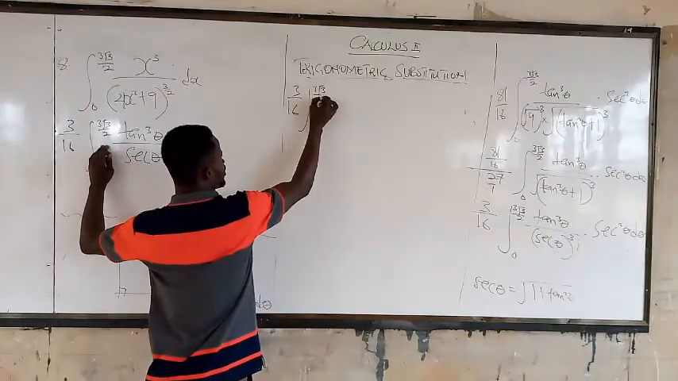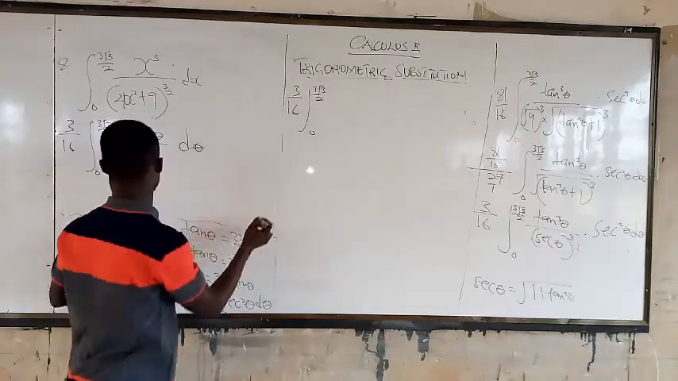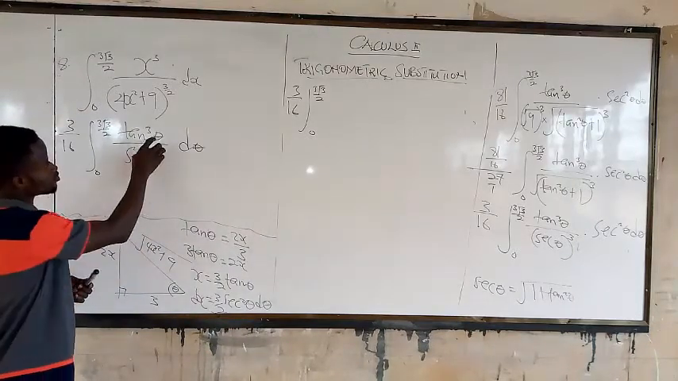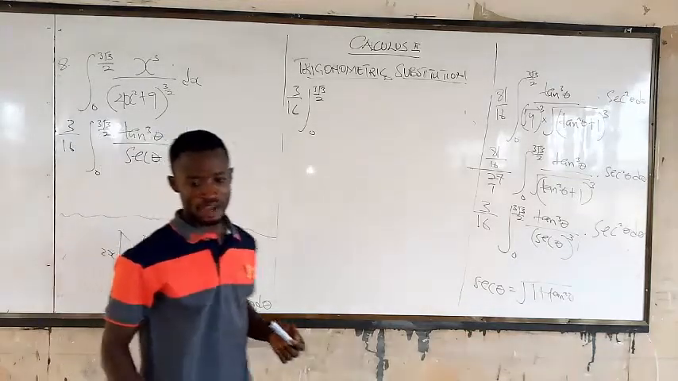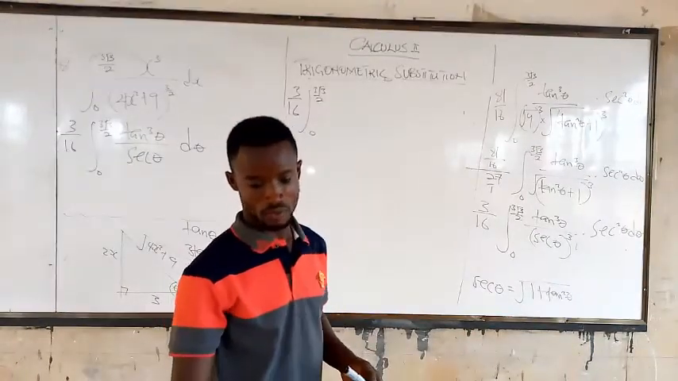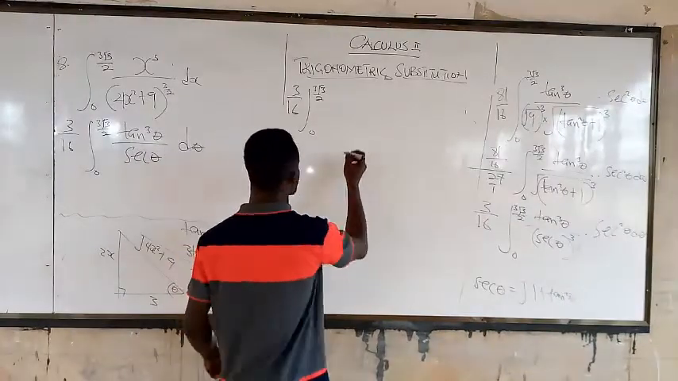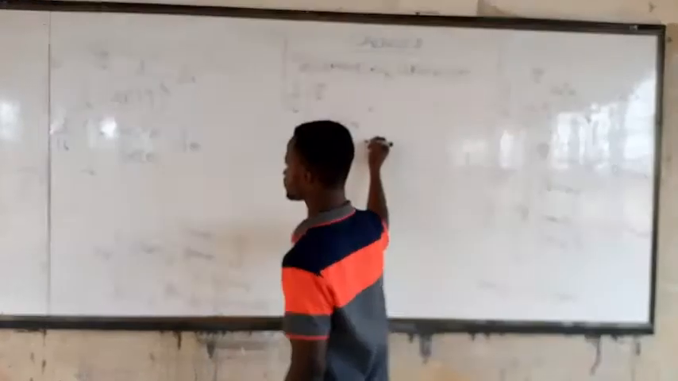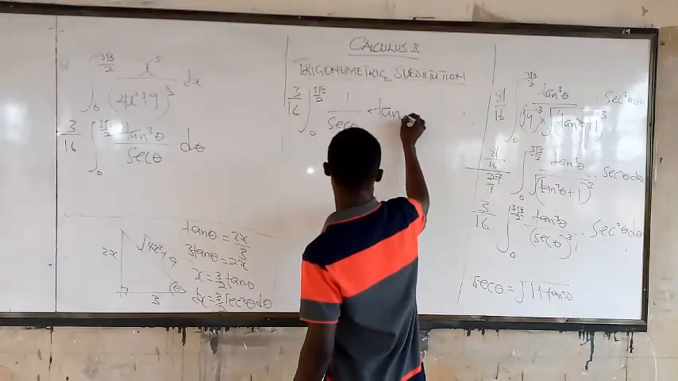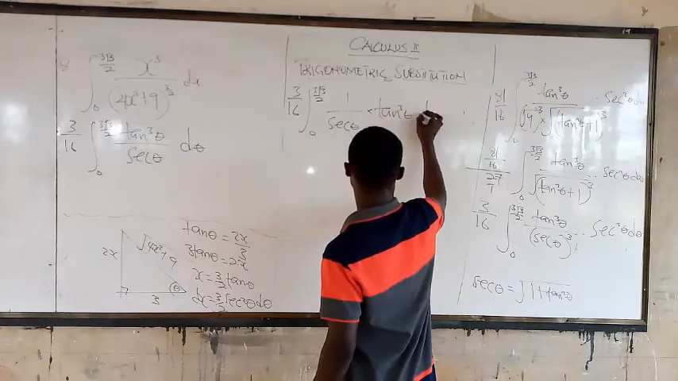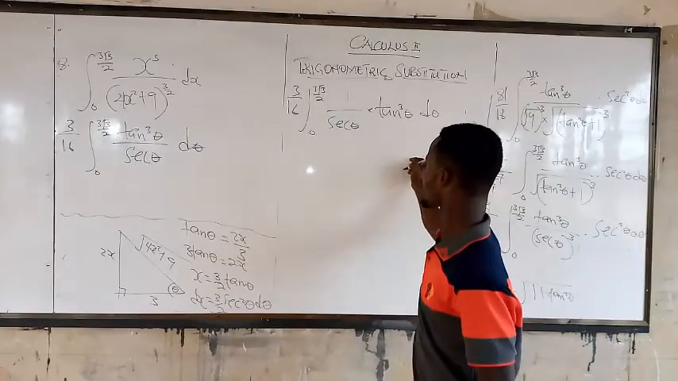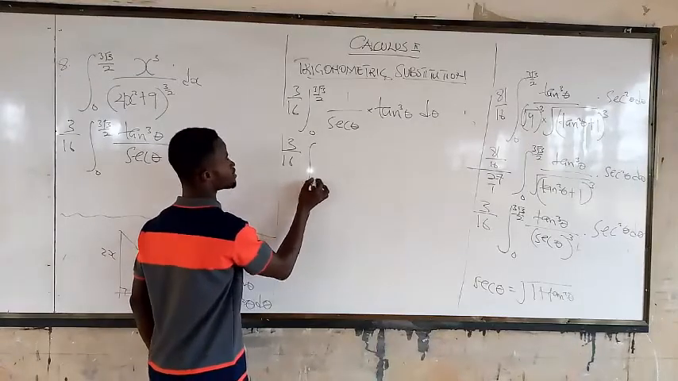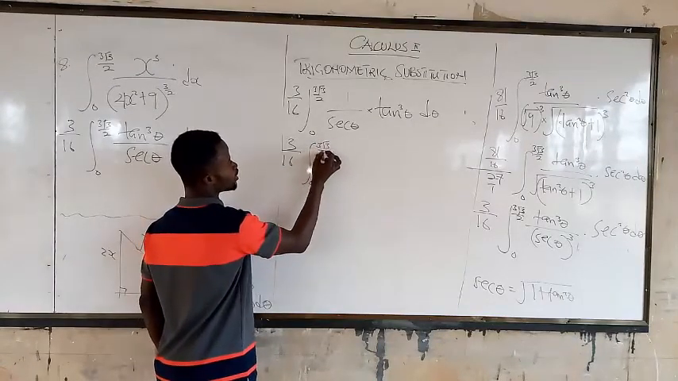3 square root of 3 over 2, 0. Now, with this tan cubed theta, we can write that as 1 over sec theta times tan cubed theta d theta. Okay? And we know here is 0, 3 square root of 3 over 2.